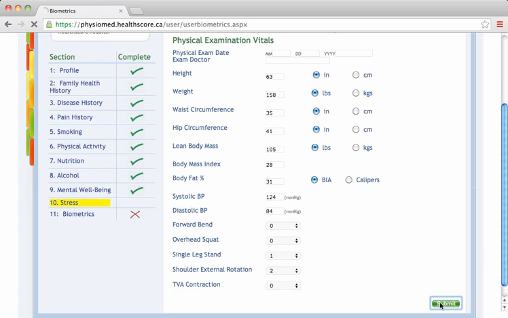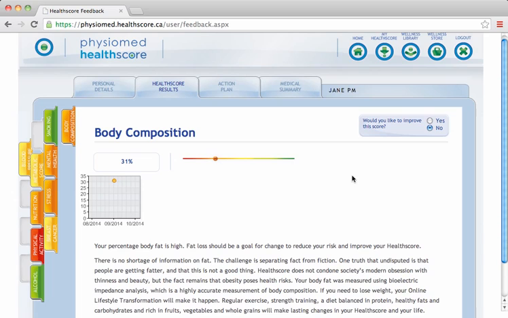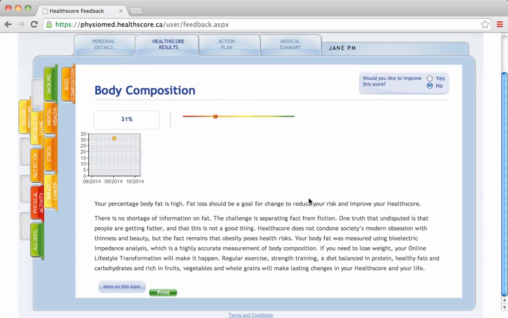Great. So we're going to submit that, and again we come directly to the health score results. And Jane, we can see here everything is scored from high risk red to optimal being green. You will have access to all of these results. And again, we can see that things are color coded on the side: body composition, mental health, stress, nutrition, and physical activity. Anything that is orange or red is considered moderate to high risk. This allows us to make a note whether the patient would like to improve this score.